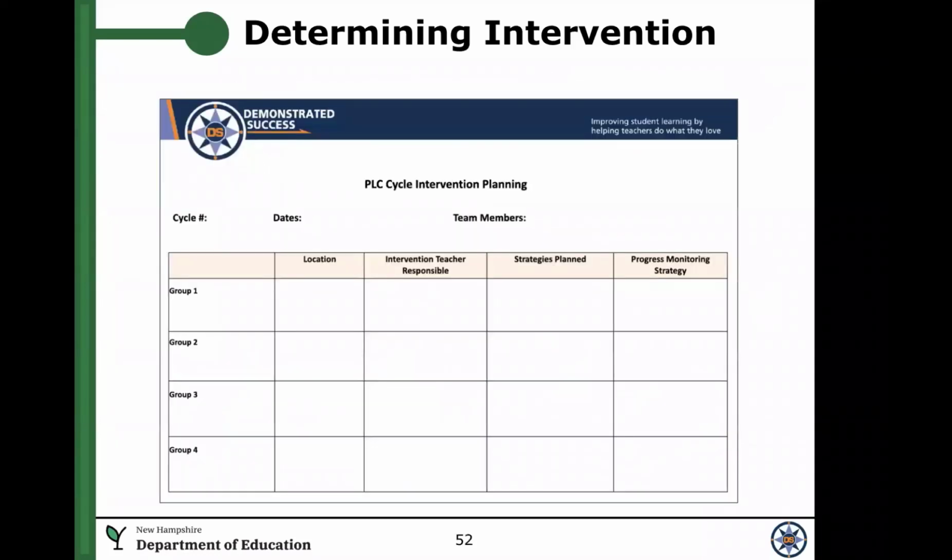So we have what's called a PLC intervention planning page. There are so many versions of them out there. I think the point of this is really to make sure that you understand you need to write it down. How are you grouping students? What are the strategies that they're going to do? Who is responsible for it? It's really important to gather all that information and keep it in one spot so that everybody continues to be on the same page.